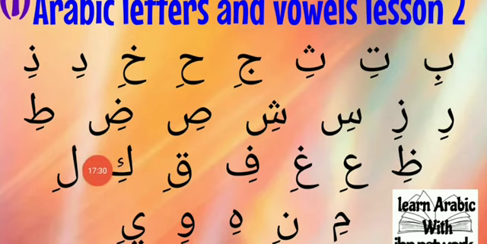Here we have lam together with kasra, lam kasra li, lam kasra li. Here we have mim together with kasra, so we say mim kasra mi, mim kasra mi. Nun, we have nun together with kasra, so we say nun kasra ni, nun kasra ni.